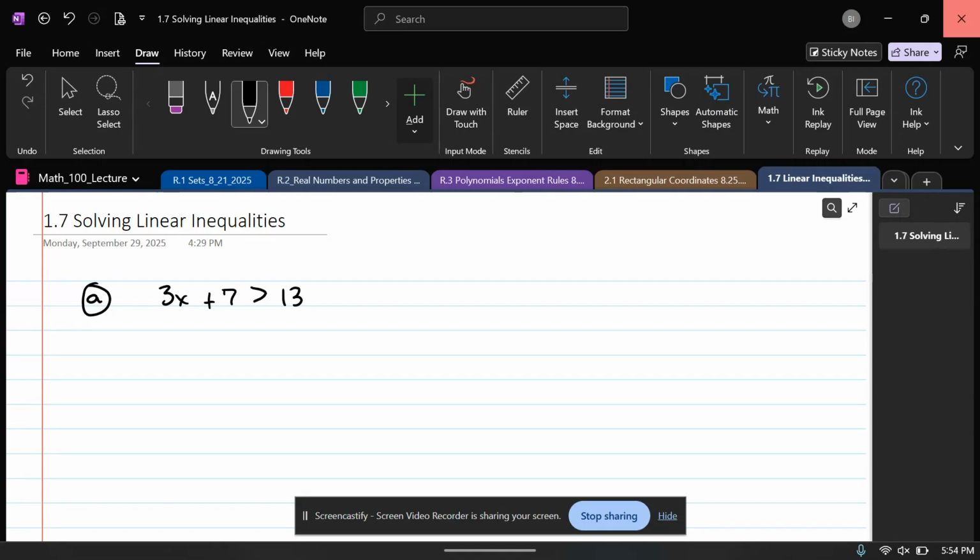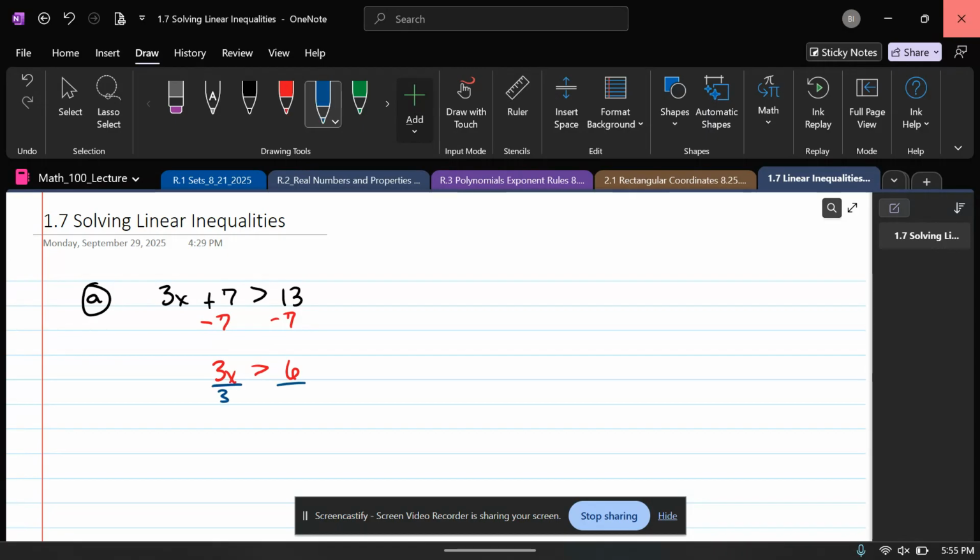So solving that is the same steps as solving an equation. So what do I do first? Subtract 7. Boom. 3x greater than 13 minus 7 is 6. And then divide by 3.